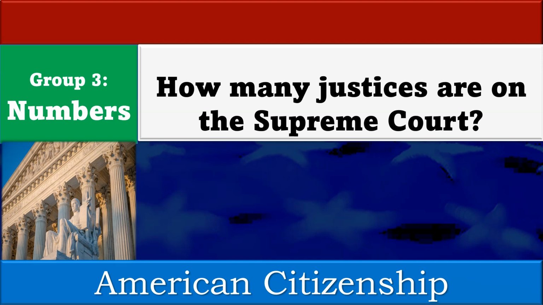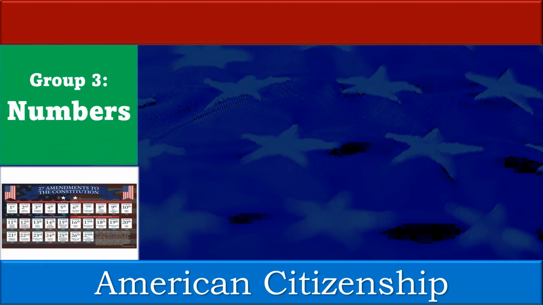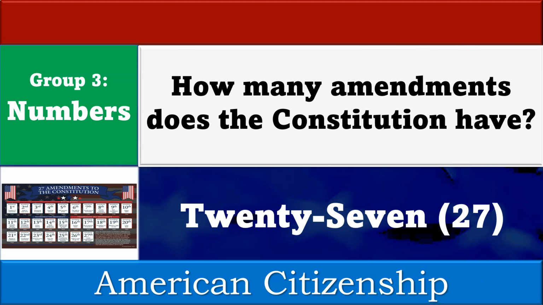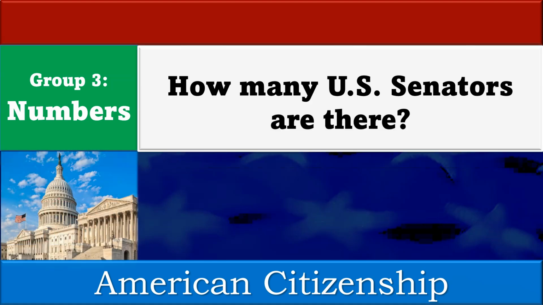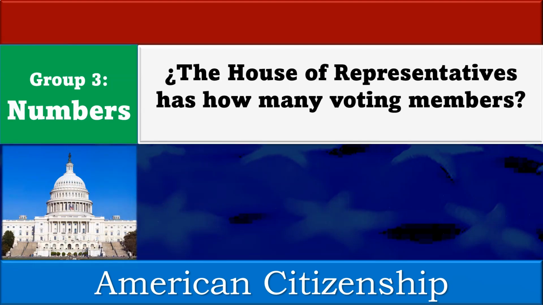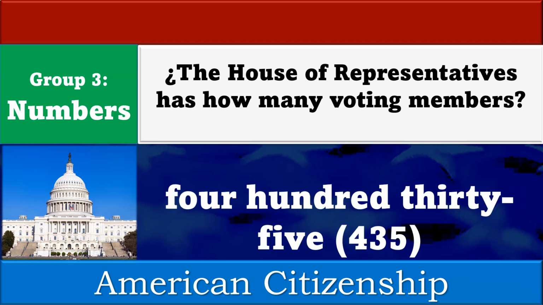How many justices are on the Supreme Court? 9 justices. How many amendments does the Constitution have? 27. How many U.S. senators are there? 100. The House of Representatives has how many voting members? 435.